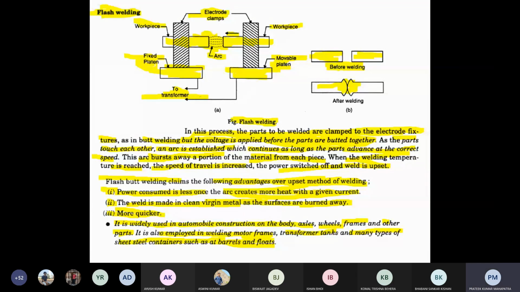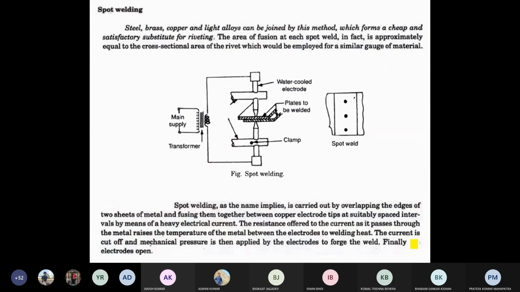Yes, sir. Okay. So I am discussing the flash welding. Is the flash welding slide visible from your side? Yes, sir. Okay, good. So that I discussed about it. What are the applications of the different flash welding? I have already told you: the construction of the different bodies of automobiles and different daily life applications like barrel floaters. So different applications are there.